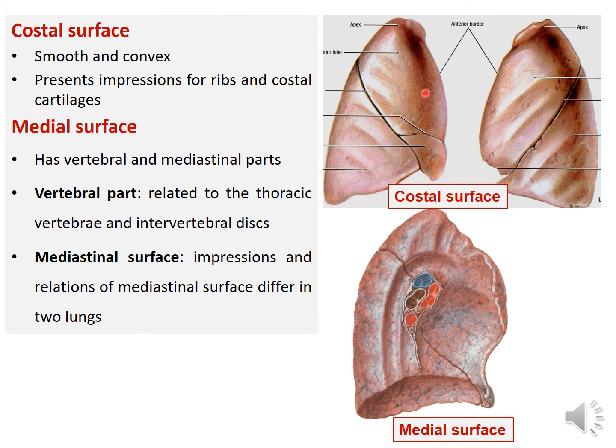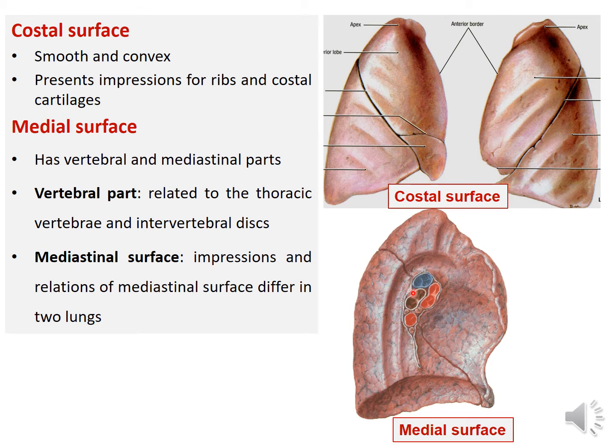Hope you understood. Costal surface, as you see in the picture, this is the costal surface, which is smooth and convex, and you can see the impressions here. These impressions are for the ribs and costal cartilages. So wherever you see the depression, that is the impression for the rib, and elevations are related to intercostal spaces.